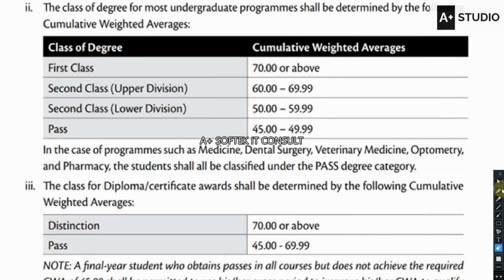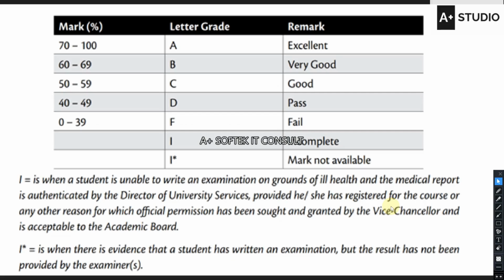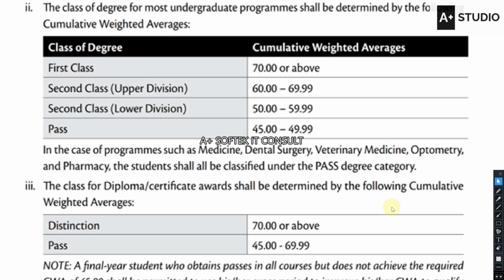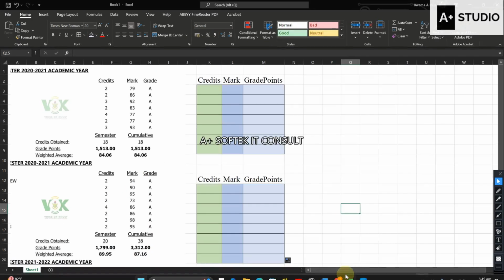So let's run quickly and get to the most important part. I think we've had a look at this. So let's get into the calculation aspect. Let's see how we calculate the weighted average, and then we calculate the GPA and so on.